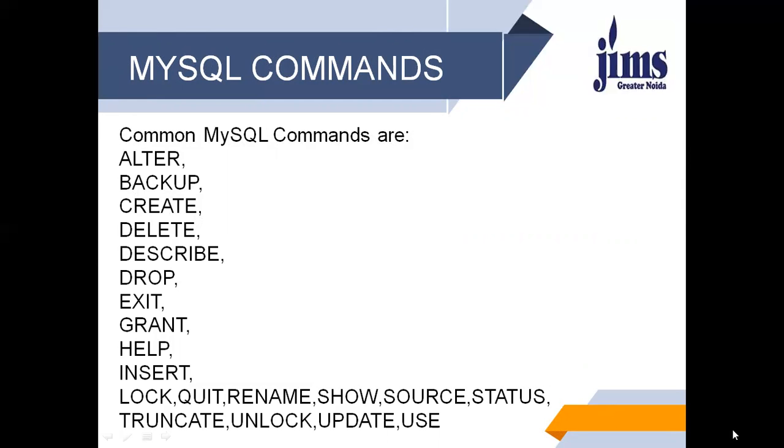We can use Control plus C also to exit. Grant is for changing user privileges, help for displaying help, insert for inserting data, lock for locking tables, quit is the same as exit, rename for renaming a table, show lists details about an object, source for executing a file, status displays the current status, truncate empties a table, unlock for unlocking a table, update for updating an existing record, and use for using a database.